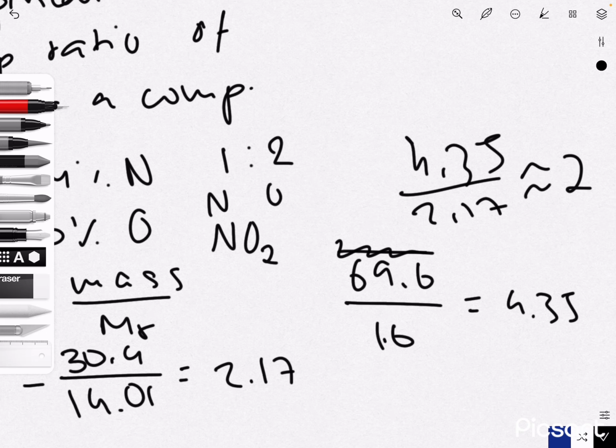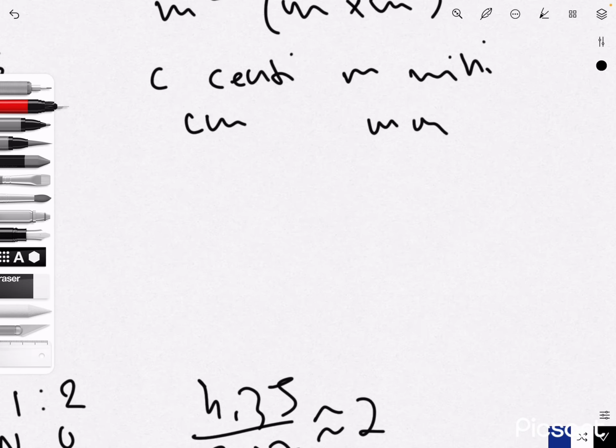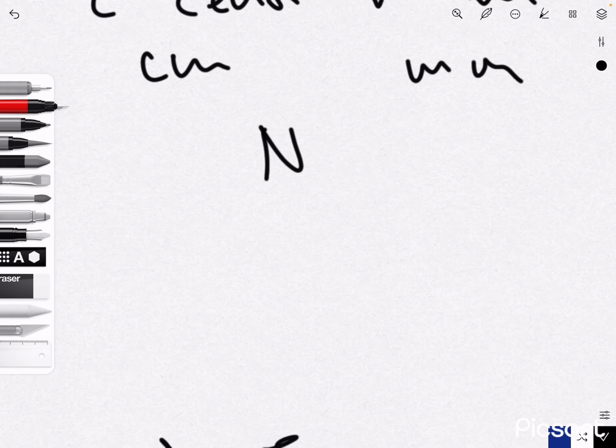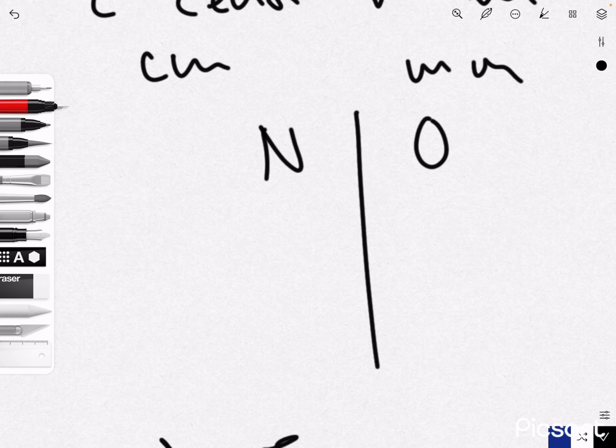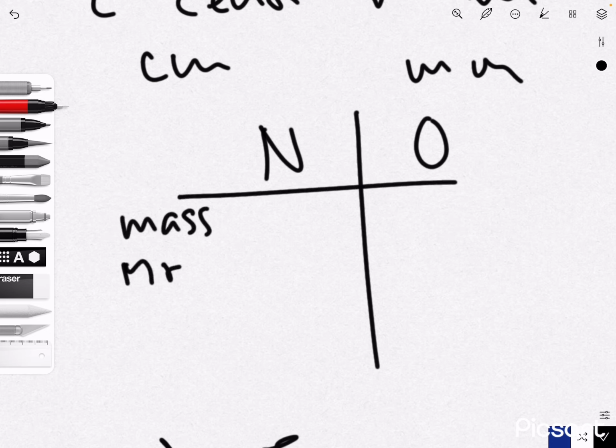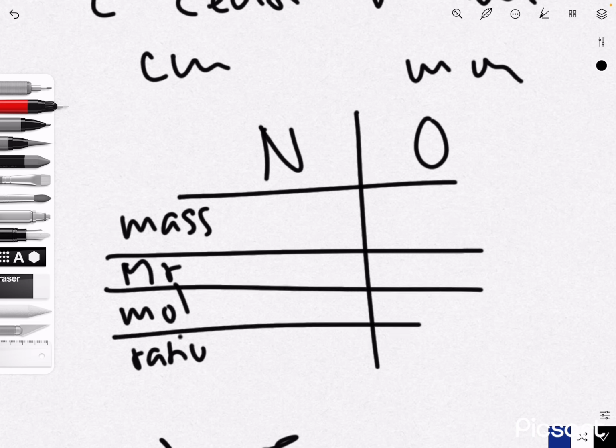NO2. Another nice way in which you can do this in a more organized fashion would be by drawing yourself a little table where you have mass, MR, mole, and ratio. The mass, MR, mole, ratio table, as some people like to call it, because that way you will know you have to divide your mass by your MR to give you your moles, which will then give you your ratio. It's just a nice way to organize it if you so choose.